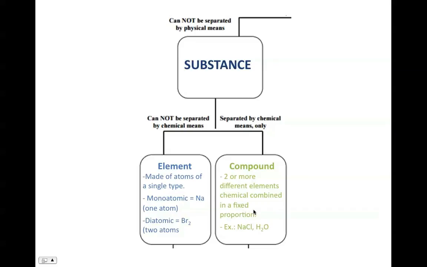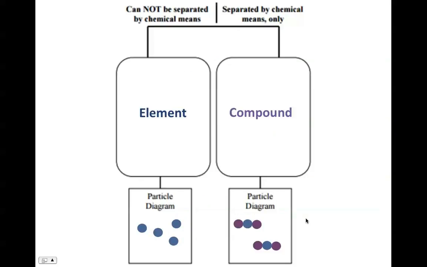Also, one thing to know is that these are combined in fixed proportions. If I change how many hydrogens to oxygens I have, I no longer have water. So it's a very specific combination of elements. One thing that we're going to go into detail on in just a second is something called a particle diagram. We need to be able to identify these and draw them.